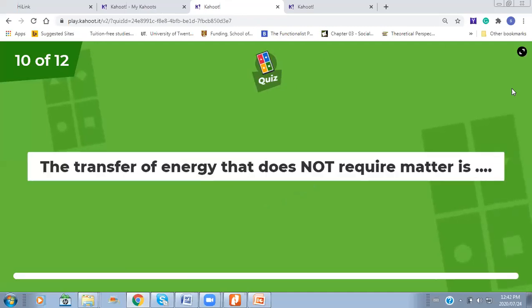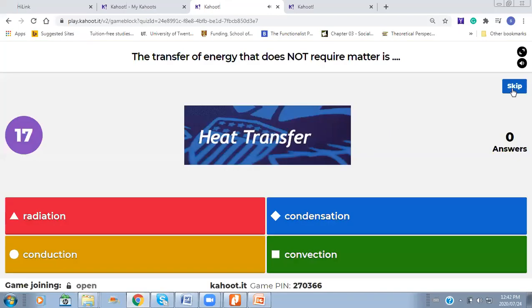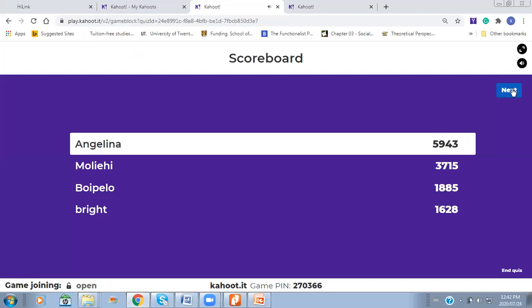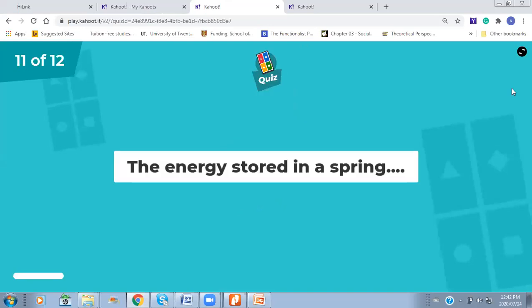The transfer of energy that does not require matter is: radiation, condensation, conduction, convection. The clock, 6, 5, 4, 3, 2, and there we go. There again is radiation. Only one person got it here. This person is only Angelina. Let's go for it.